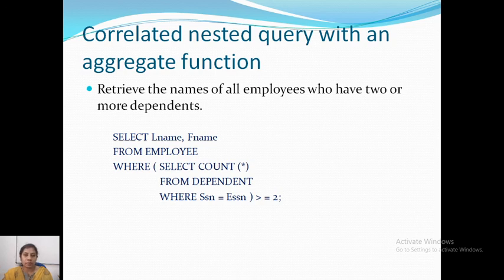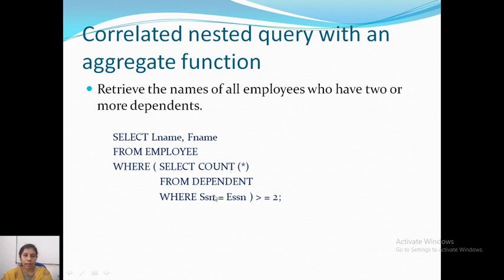So we'll take last name and first name in the select clause, and from the employee relation these attributes need to be fetched. So in the from clause we'll specify employee. Now what is the condition? They must have at least 2 dependents, 2 or more. So how to check this condition? We'll write select count from dependent where SSN equals employee SSN. This will give you the number of dependents for each employee.